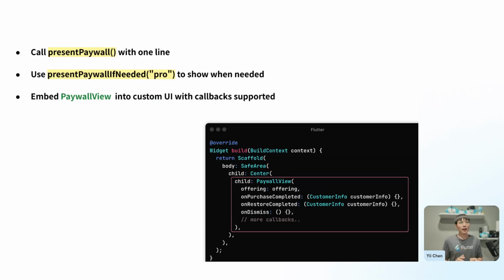You only need one line of code to show the paywall. With presentPaywallIfNeeded, it only appears when needed. You can also embed a paywall view into your own UI and use callbacks for full integration. It's so easy.